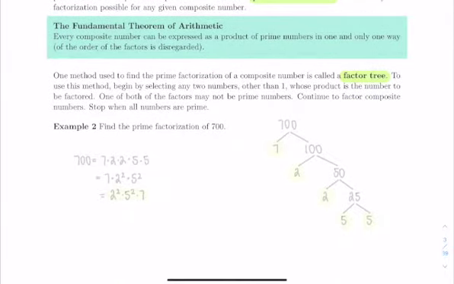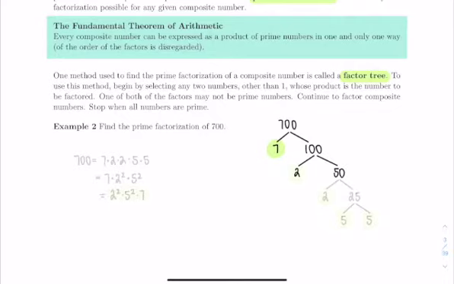So we want to list 700 up at the top. And we need to find 2 factors of 700. It doesn't matter what 2 you pick, because once we're done, we're going to get the exact same prime numbers. So I am going to pick 7 and 100. Well, 7 is prime, so we're going to leave that end alone, but 100 could be broken down further. I'm going to pick 2 and 50.